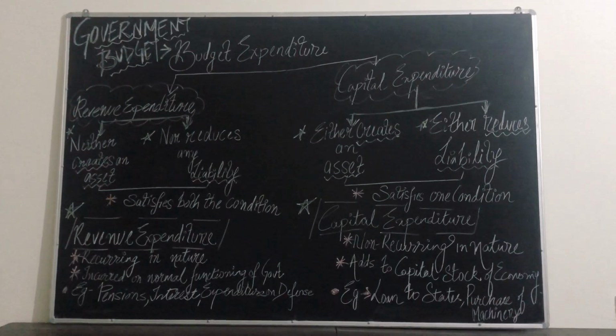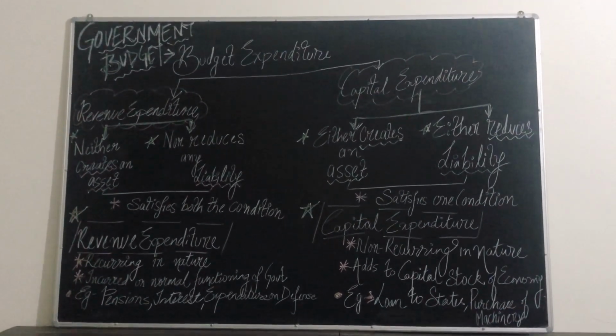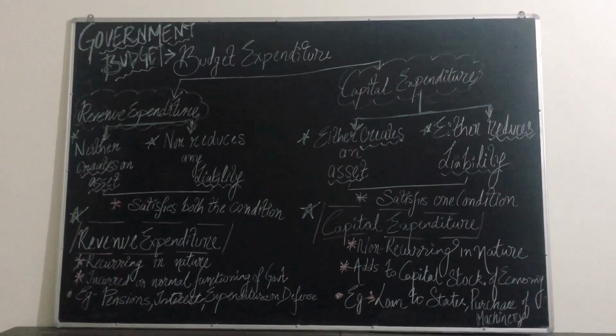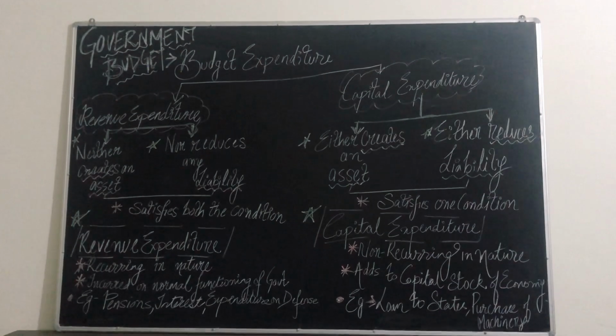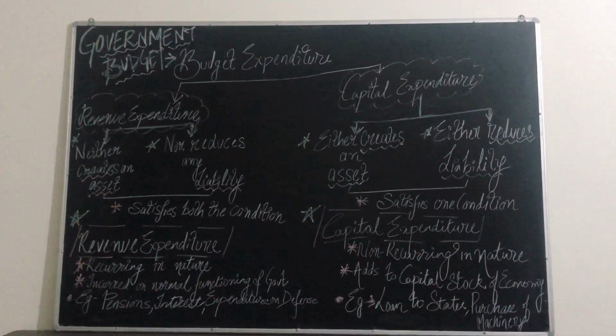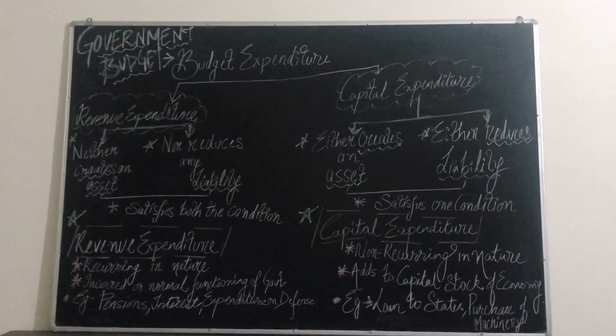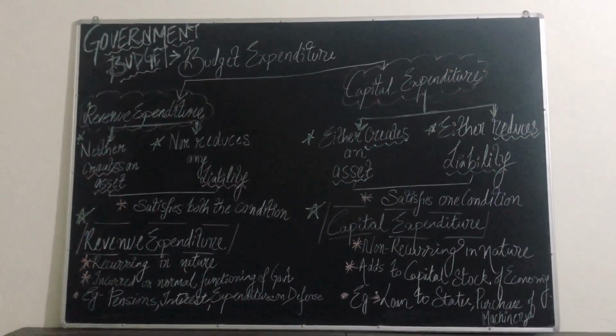Today I am going to explain to you about budget expenditure. First of all, I would like to introduce budget expenditure, its meaning. It refers to the estimated expenditure to be incurred by the government under different heads in a year. It is classified into two categories. Number one, revenue expenditure. Number two, capital expenditure.